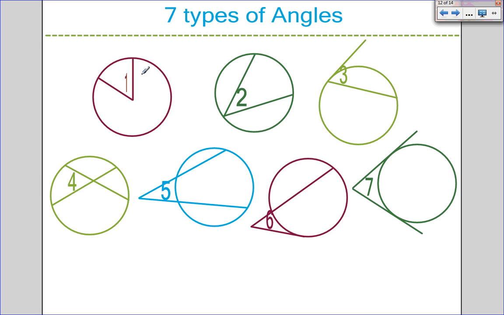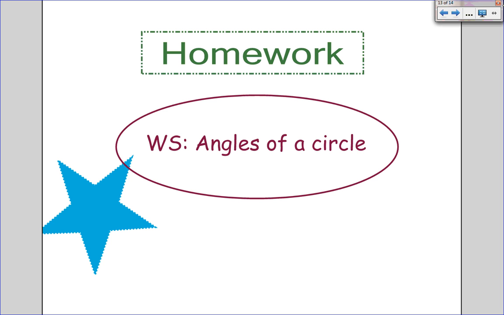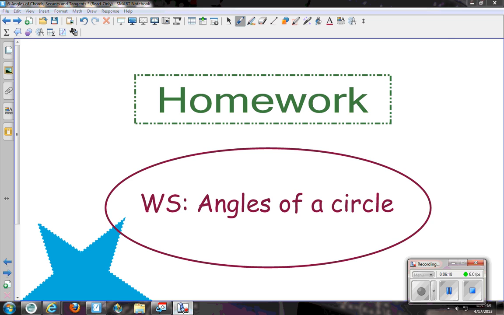So as a review, all the angles we've learned so far: central angles, inscribed angles, inside angles, so you add, outside angles, so you subtract, subtract, and subtract. All right, so make sure you do the practice so you can get this down.